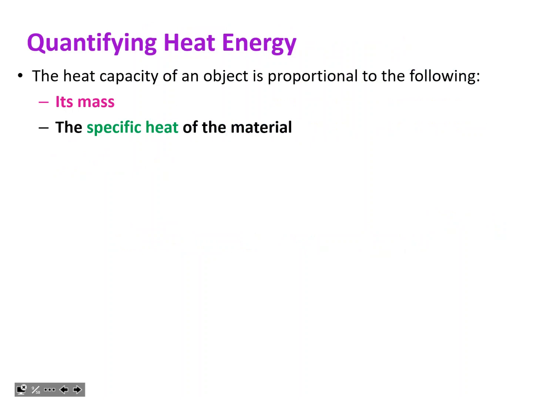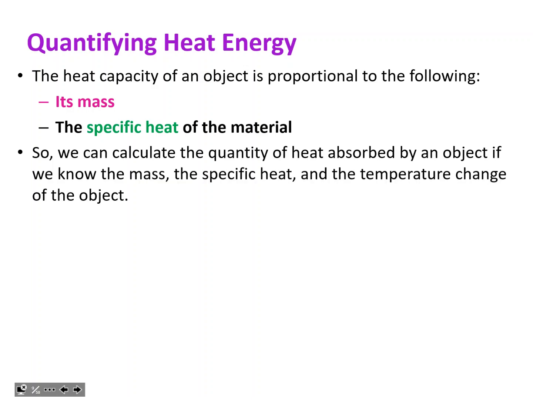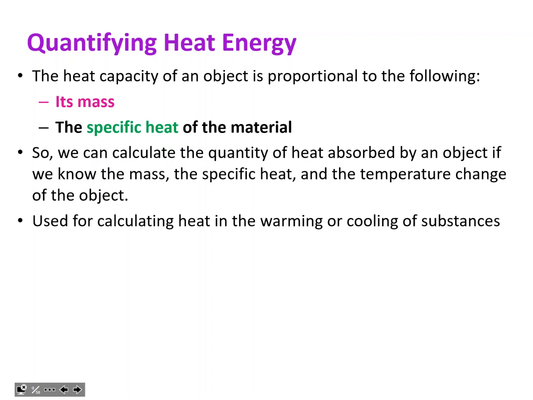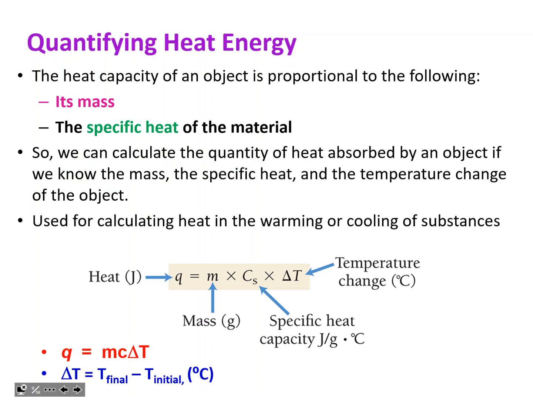All right, quantifying heat energy. Heat capacity is proportional to its mass and the specific heat of the material, so we calculate heat absorbed and released based off of those variables. We need the mass, the specific heat, and the temperature change. So this is where we would do Q equals MCΔT. M is the mass, C is the specific heat, and delta T is the temperature change. Remember, it's final minus initial for temperature change. Final minus initial.